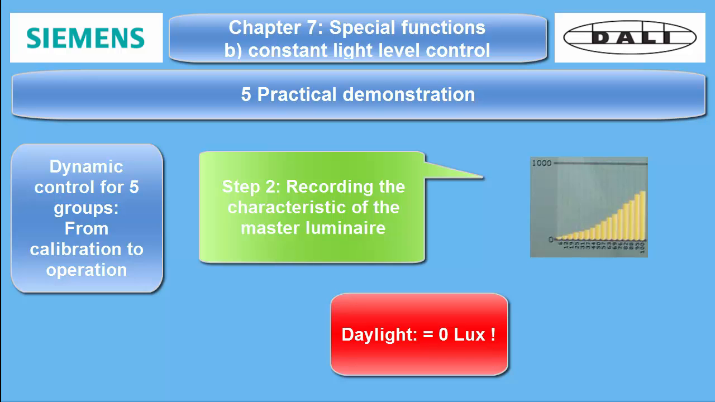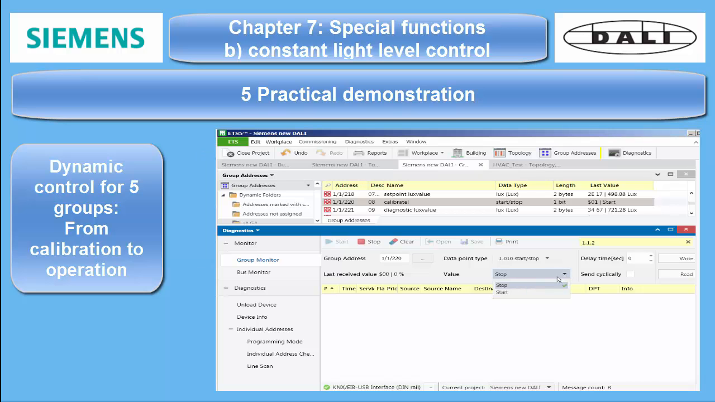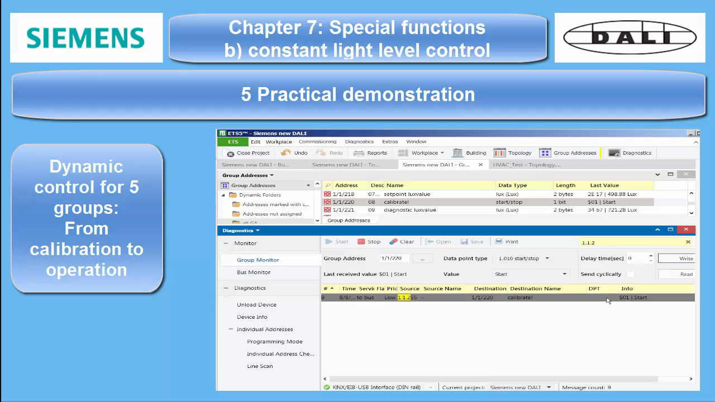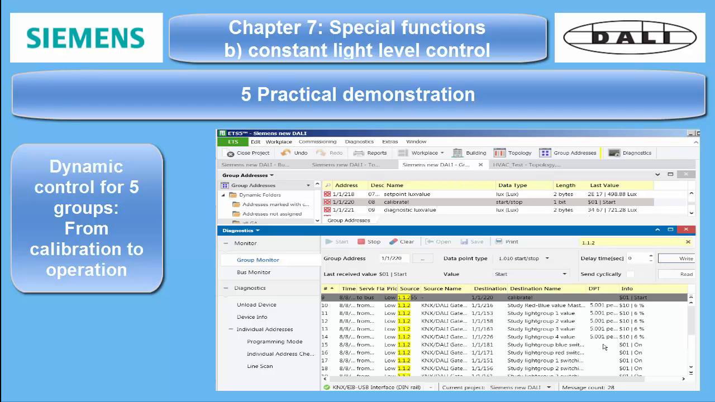After this calibration, the second step is to record the dimming characteristic of the main lighting group. As the DALI light controller sends all telegrams, including the present brightness value, I open a group monitor and filter for all telegrams with the source of my DALI gateway 1.1.2. I start the calibration now.